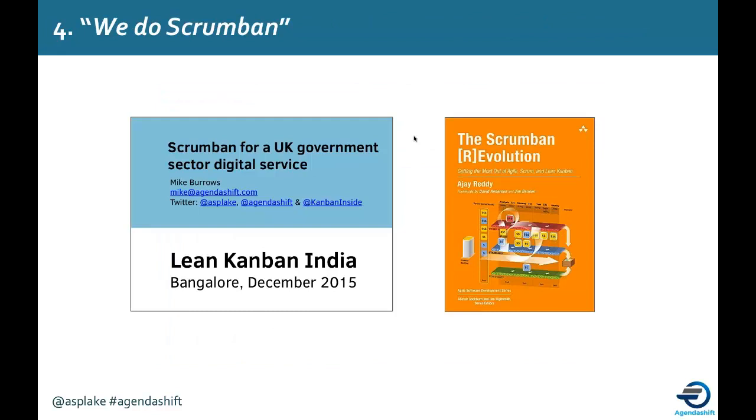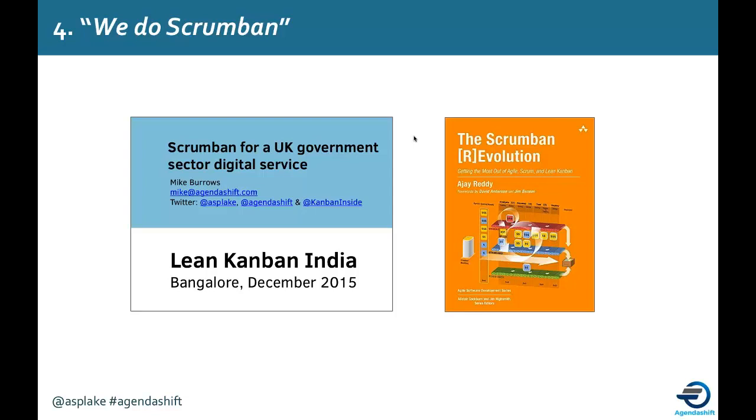I'll skip over this slide and move to the next one. We do Scrumban. So I'm going to just mention a couple of resources. The one on the right is my friend Ajay Reddy's book, The Scrumban Revolution. So Scrumban goes back to Corey Ladas's paper originally, and was a bit under-resourced for quite some time. It's good that people are paying it some attention again.